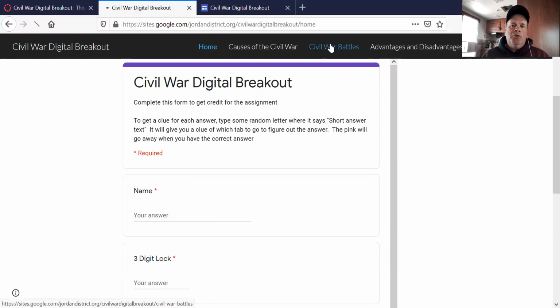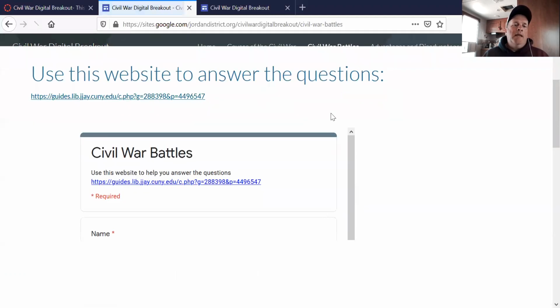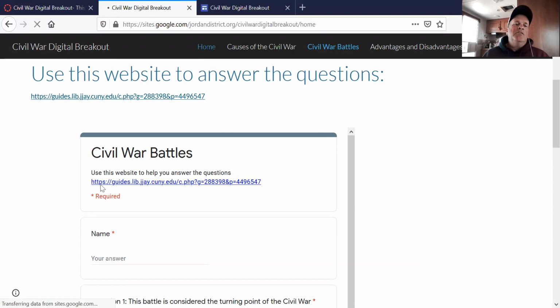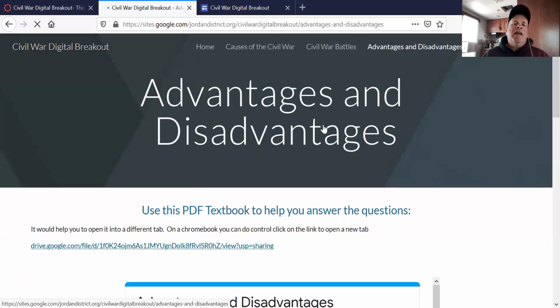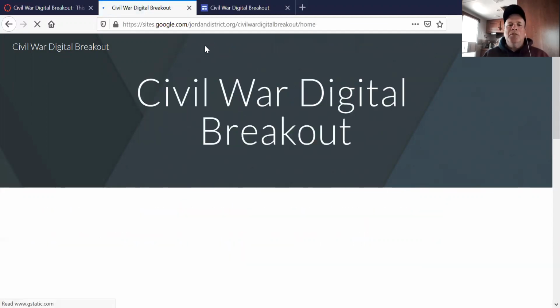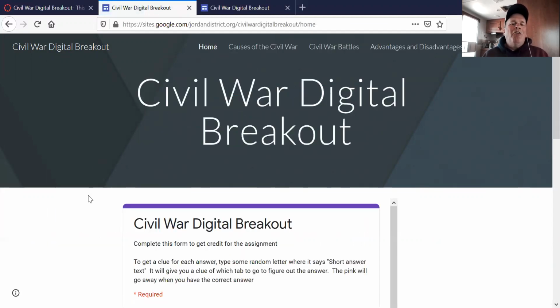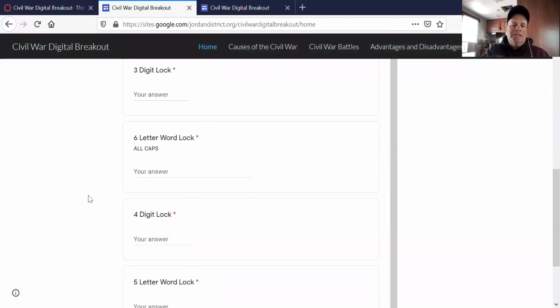You have to do the same with the Civil War battles. Answer the questions, and then there's going to be a place where you put in the 6-digit all caps lock. Then disadvantages and advantages, important people, you're going to do all the same thing. Once you have all of your locks done, this is why it's called a breakout, because then you could get out of the room. It's like a breakout of a room. You have to do all the clues to be able to get out.